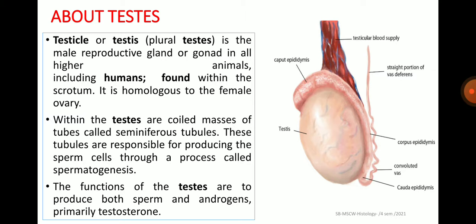Fine. So this is the diagram of the testis along with the duct system, starting with the epididymis, which continues as the vas deferens, etc. And finally you can even see the testicular blood supply.